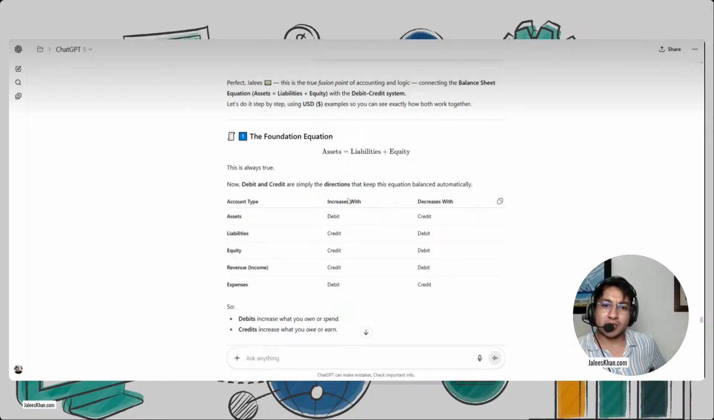Liabilities increase with credit, and decrease with debit. Oh, what does this mean? What does this mean? This means liabilities, credit. Credit me liabilities. So what I would say is that liabilities increase with credit.